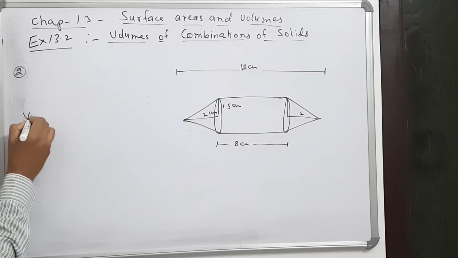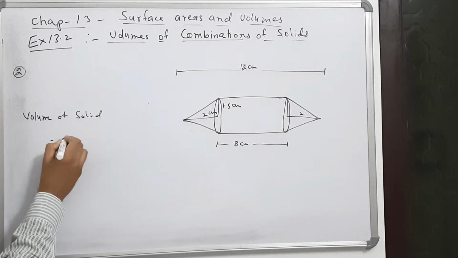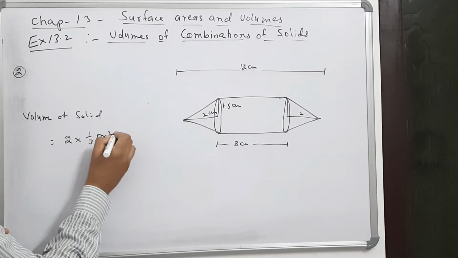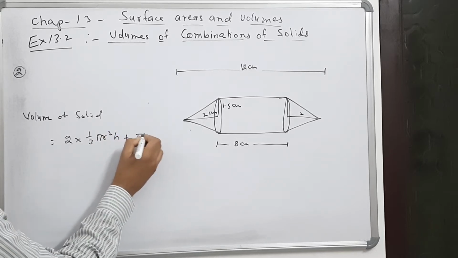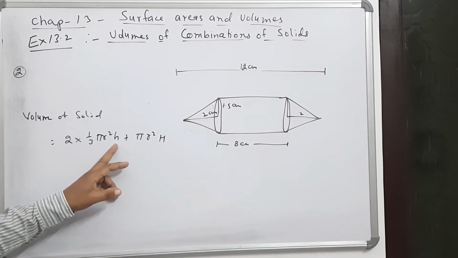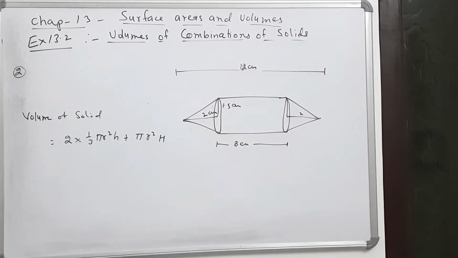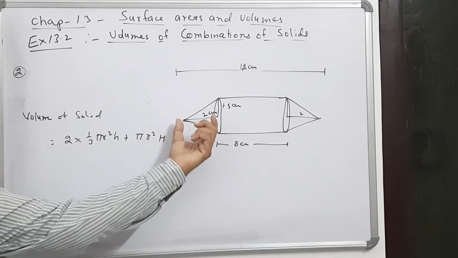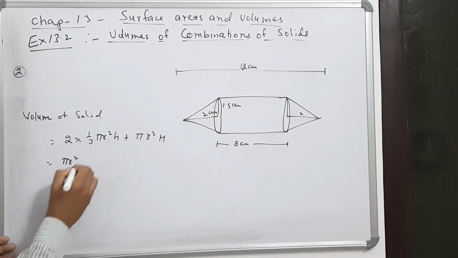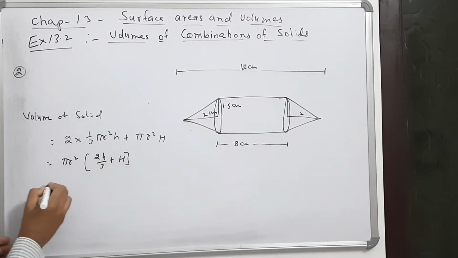Now you see the volume of the solid. The volume of solid is 2 into volume of conical part plus volume of cylindrical part. You see here, this h stands for the height of the cone and this capital H stands for the height of the cylinder. Here the model is like this, so we can say the length part. Now from these two, if I take pi r square common, it is (2h by 3 plus capital H).